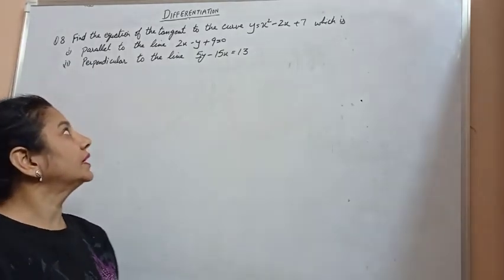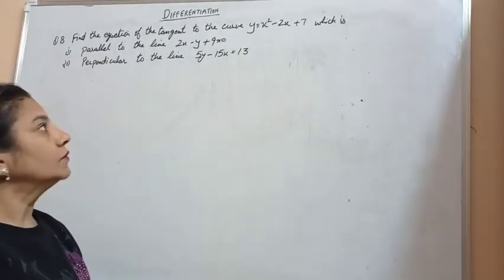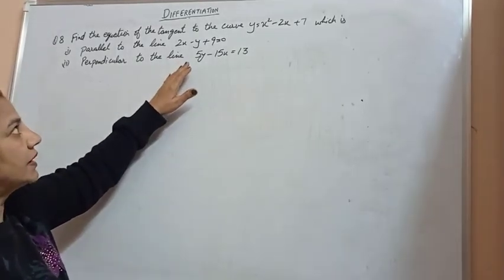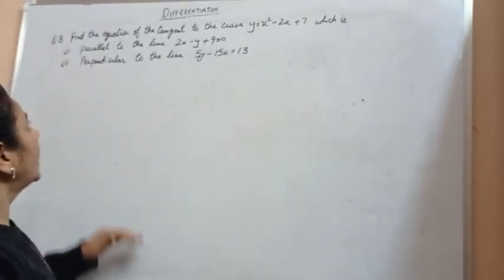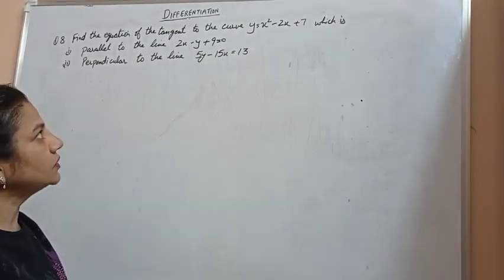Find the equation of the tangent to the curve y = x² − 2x + 7, which is parallel to the line 2x − y + 9 = 0, and perpendicular to the line y − 15x = 30.